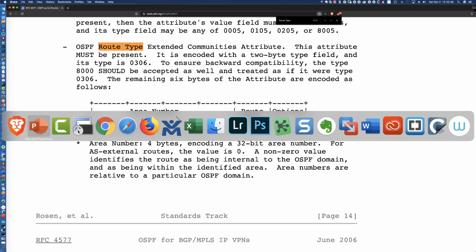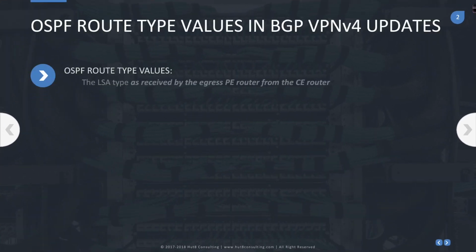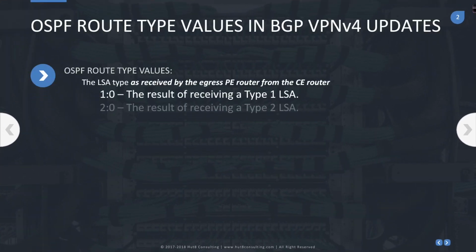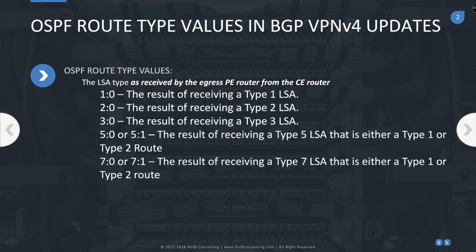Now if we come back to our PowerPoint presentation and we take a look at the different values that we might see, you may see 1:0 as the route type and the options value. You may see 2:0, 3:0, 5:0 or 5:1, and then 7:0 or 7:1.